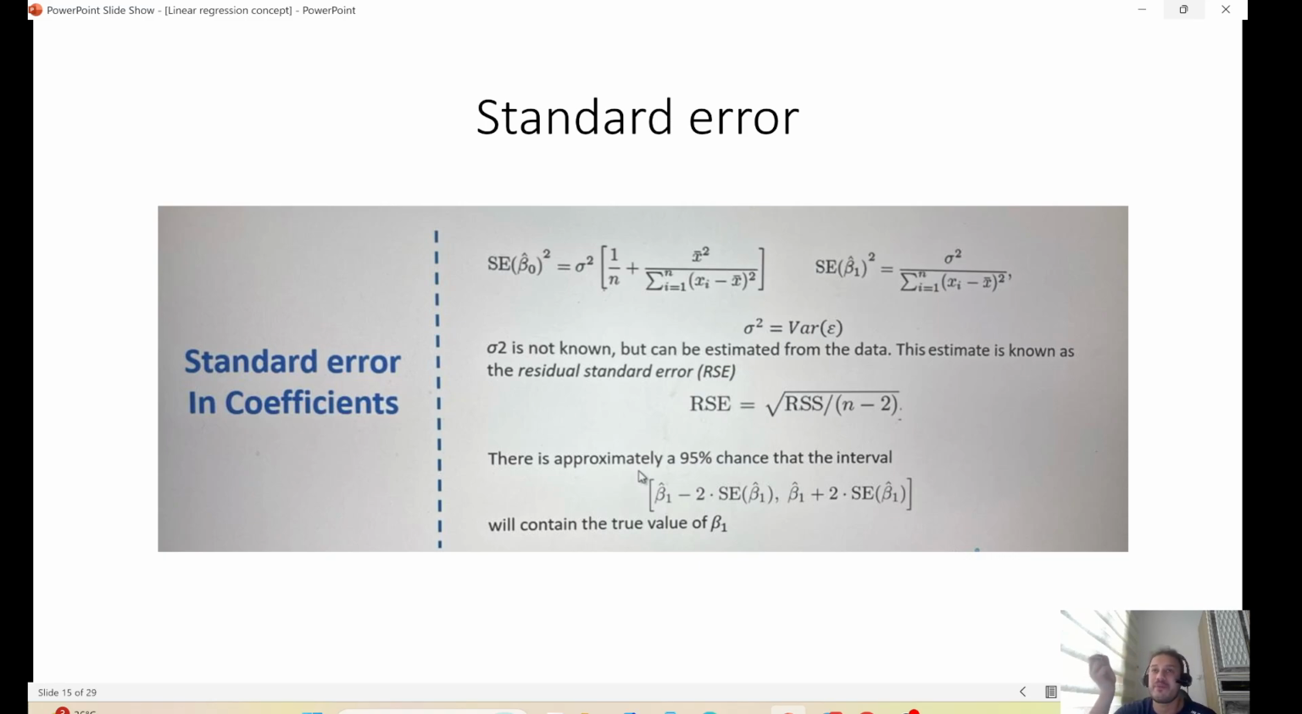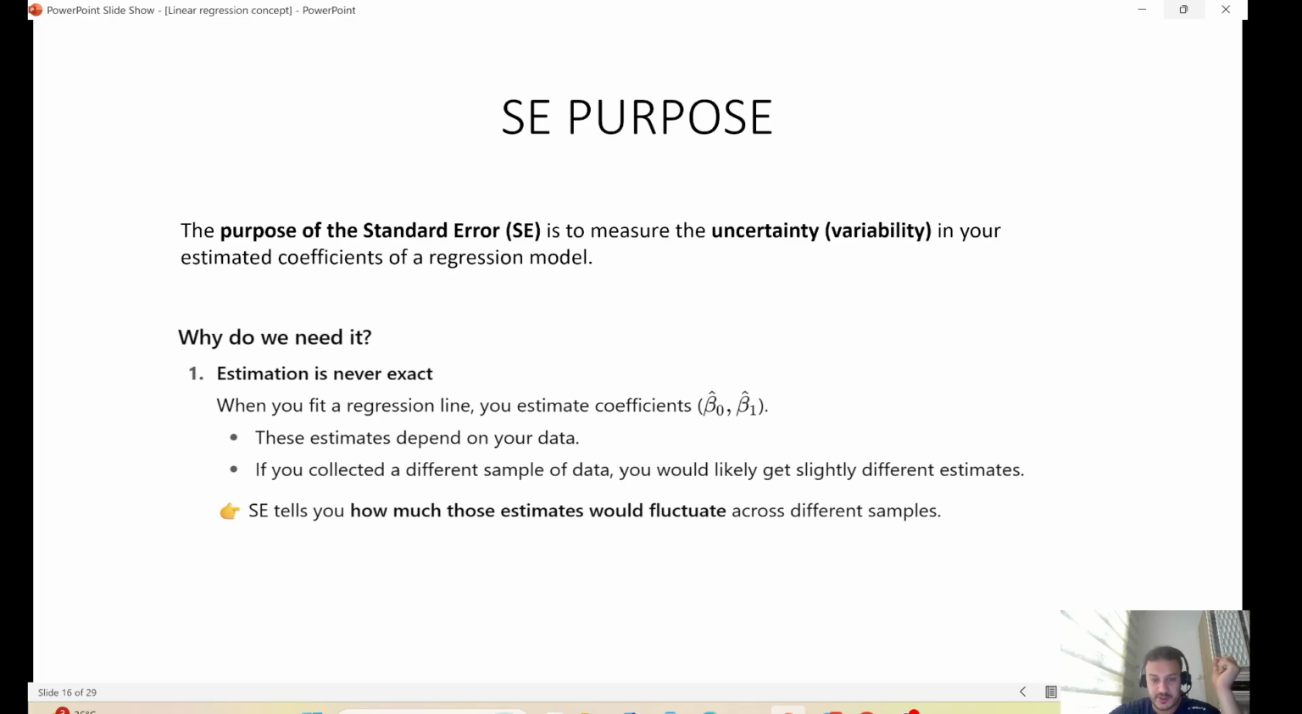When you run your model, it will give you the estimated values for beta 1 and beta 0 to fit your model. But if you depend on a certain value, and then you change or add more data, or change your data set, it will give you different beta 0 and beta 1. So whenever you change the data set, it will give you different beta 0 and beta 1. And the goal is to tell you how much these estimates fluctuate across different samples.